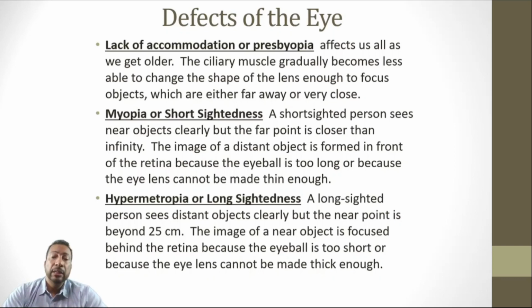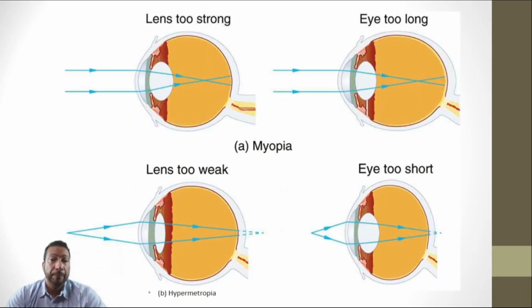Hypermetropia, on the other hand, is also known as long-sightedness. A long-sighted person sees distant objects clearly, but the near point is beyond 25 centimeters. The image of a near object is focused behind the retina because the eyeball is either too short or because the eye lens cannot be made thick enough.